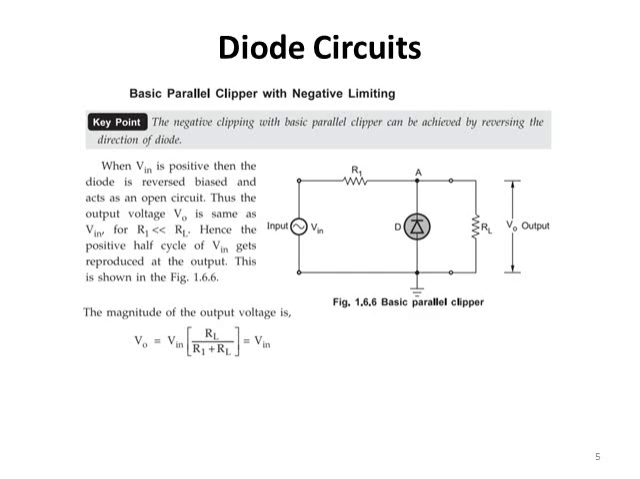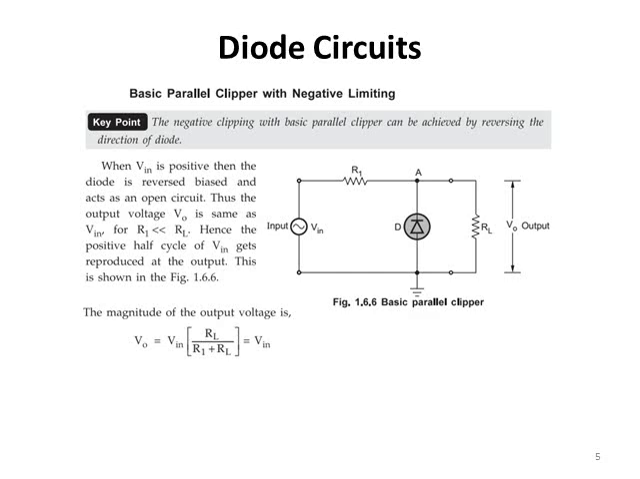You can see the negative clipping also. Okay, the negative clipping with basic parallel clipper can be achieved by reversing the direction of diode. Just the previous case, the diode was facing downwards, now the diode is facing upwards. When input voltage Vin is positive, then the diode is reverse biased and it acts like an open circuit. Thus, the output voltage V0 is same as input voltage, for R1 much less than RL.